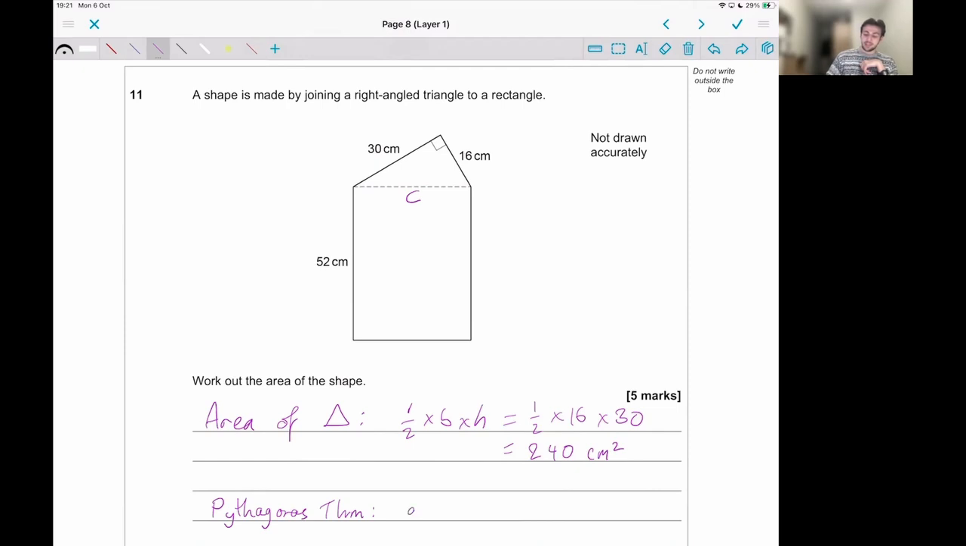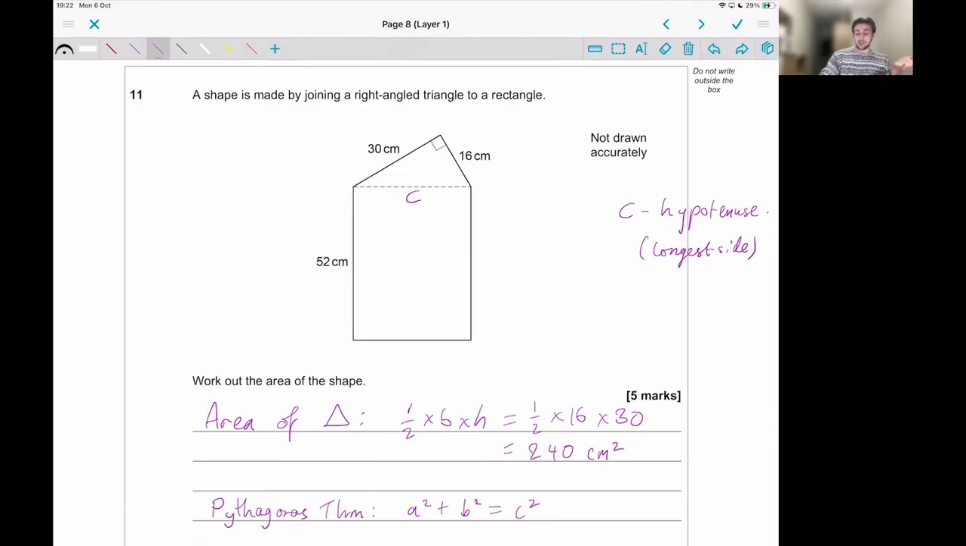Pythagoras theorem says a squared plus b squared equals c squared. This only applies to right angle triangles, and you have to be very specific about which side is C. Which side is C? It's always the hypotenuse. So C is the hypotenuse. Or in other words, the longest side. It's the side that isn't touching the right angle.